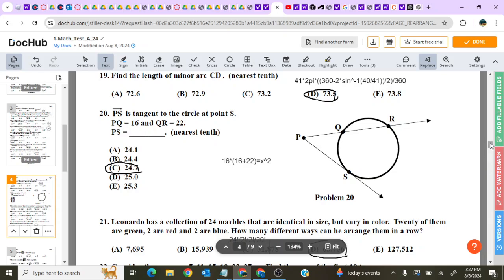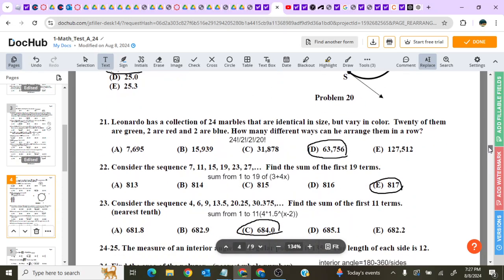Leonardo has 24 marbles that are identical in size but vary in color. 20 of them are green, 2 are red, 2 are blue. How many different ways can he arrange them? Well, basically what this means is if all the marbles were able to successfully be seen as distinct, the number of ways they could be arranged in a row would be 24 marbles times the 23 left over times 22 left over after that, etc., or 24 factorial.